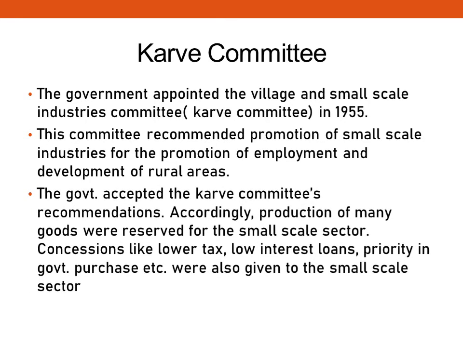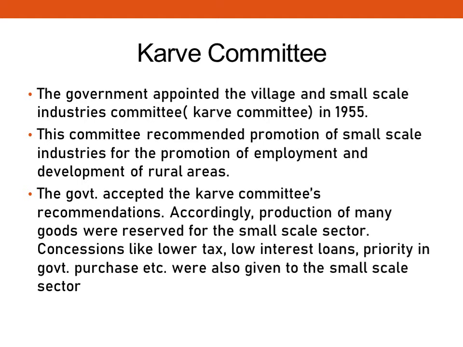The government accepted the Karve Committee's recommendations. Accordingly, production of many goods was reserved for the small scale sector. Concessions like lower tax, low interest loans, and priority in government purchase were also given to the small scale sector.